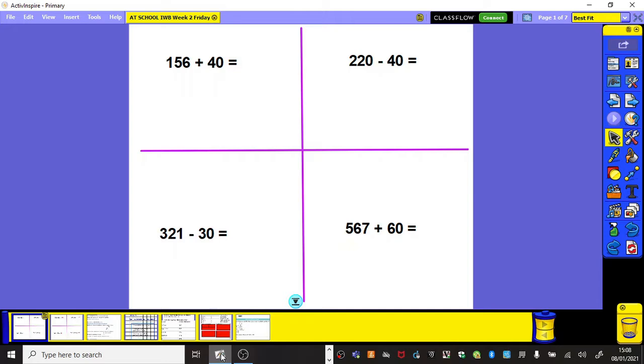Now, you've been solving all sorts of mental arithmetic questions during the week. This is very similar to the ones that you did on Monday and Tuesday. I'd like you to have a go at the 4 questions, and if you could pause the video to do so now, please. Welcome back, Year 4. Now, here are the answers to your questions.